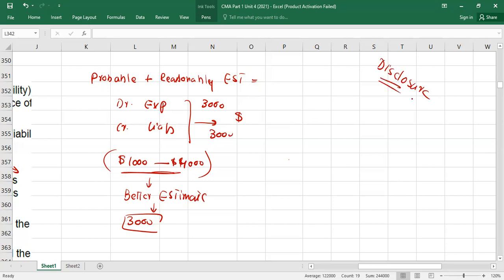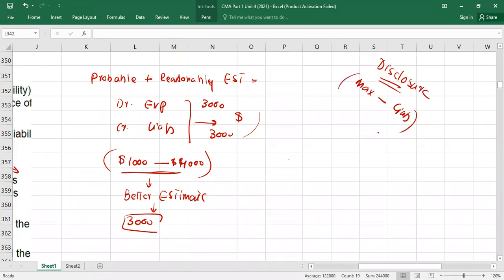Disclosure. In the footnotes, I have to explain that I have pending litigation, and for that, the liability is booked. But in disclosure, you also need to write the risk of further potential loss. How will you write the risk for potential loss? You have to take the maximum amount from the range minus the liability which you have booked. So you have to give additional disclosure for this amount also.